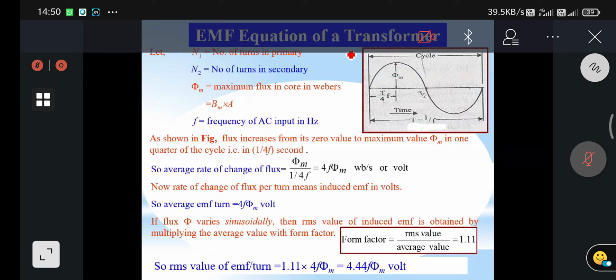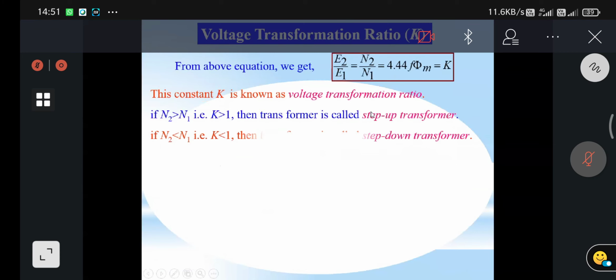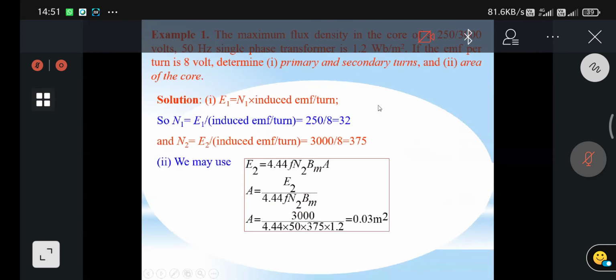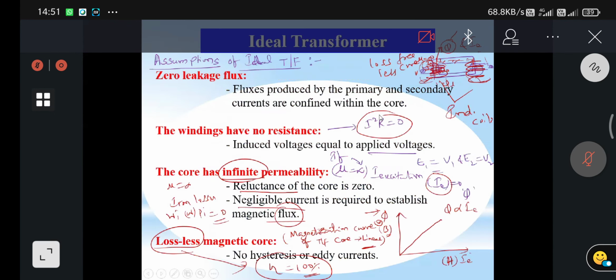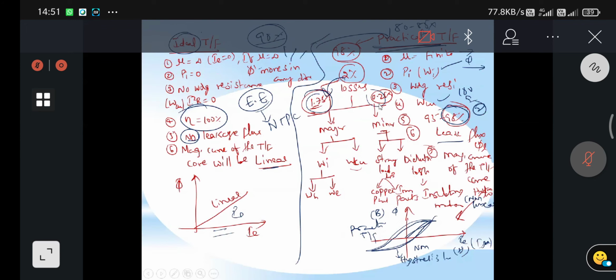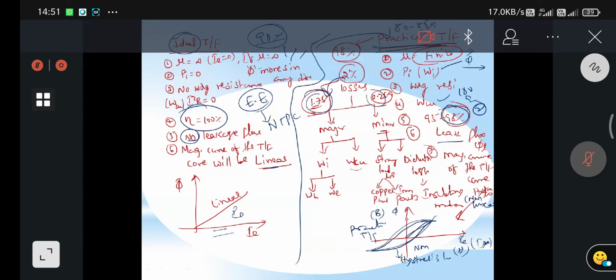Based on the practical transformer's magnetic characteristics, the B-H loop characteristics, we get that EMF equation of the transformer. We'll see how it happens. If you consider the practical transformer, the magnetic curve of the transformer core will be like this. Suppose the transformer has finite permeability. That is the actual transformer. Generally, the actual transformer is nothing but the practical transformer.